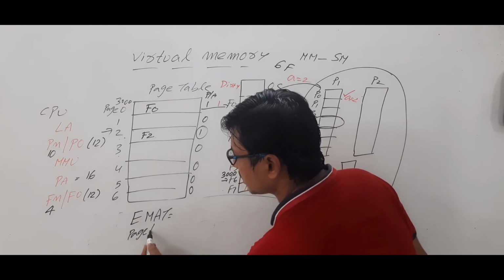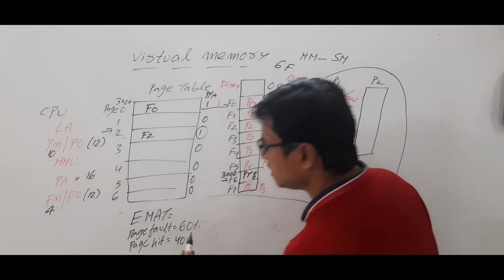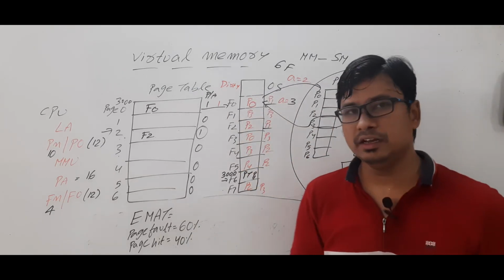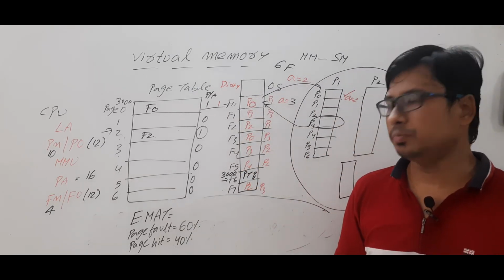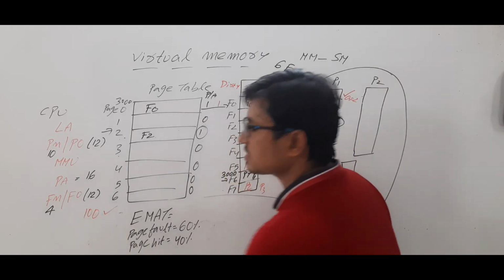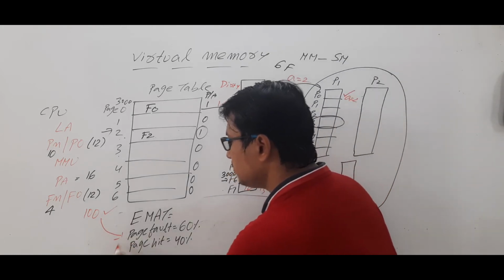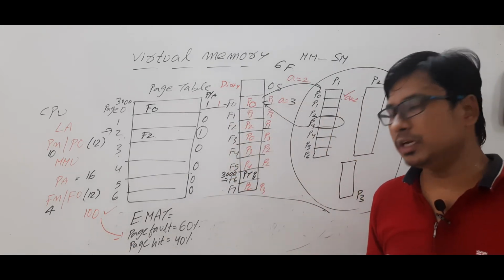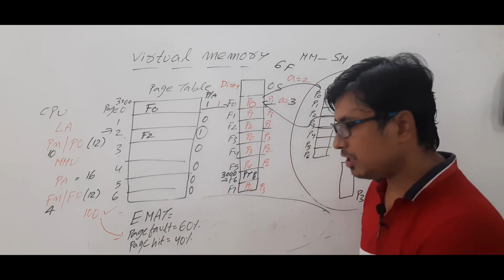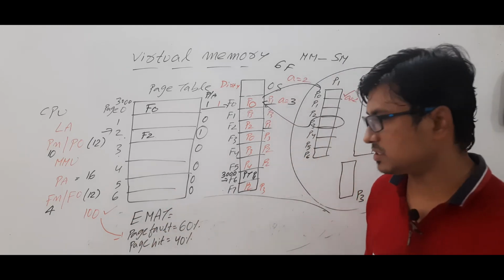Page fault ratio is 60% and then page hit ratio will be 40%. What is meant by this 40% of page hit and 60% of page fault? Meaning is that let's take that CPU is trying to access 100 pages. Out of the 100 pages, 60 pages are not available in the main memory. If they are not available in the main memory, we will call it a page fault. So page fault rate is 60%.